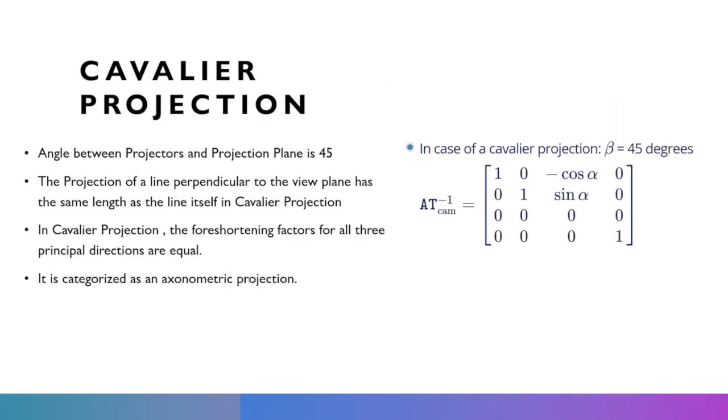The cavalier projection maintains a 45 degree angle between the projection lines and the projection plane. When we convert from 3D to 2D, the projection line which is perpendicular in 3D remains the same length in 2D as well. It doesn't change any length when converting 3D to 2D. We have three axes in the 3D image: X, Y, and Z. The foreshortening factors for all three directions are equal. It doesn't affect one axis more and another axis less.